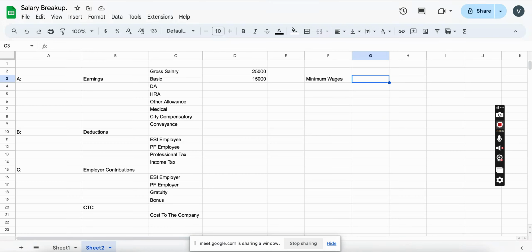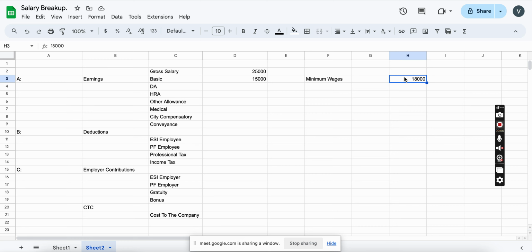So minimum wages is something the government decides. For example, minimum wages in Karnataka for highly skilled is say 18,000, but in actual basic is coming at 50, 60% of 25,000, which is just 15,000. Then the rule says here I have to follow 18,000. Whatever is higher, that we need to pay to the employee.